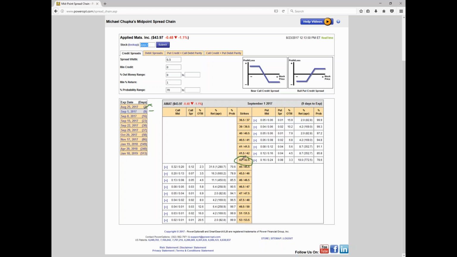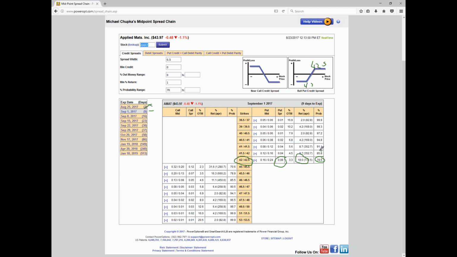a 42.5 to 42 strike bull put spread, meaning I'd sell the 42.5 up here, and we'd buy the 42. So we have a 50-point strike difference. We can get a 19% return with a 78% probability for a 9-day trade. But our total net credit is only 8 cents at midpoint.